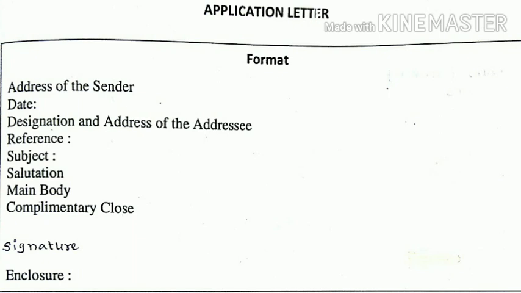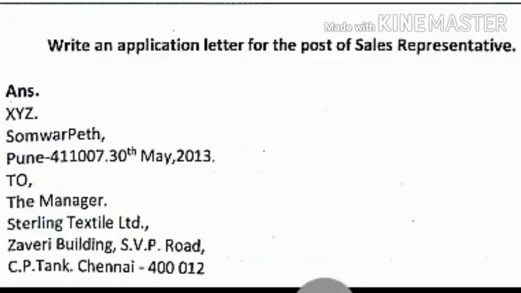And keeping some space, we have to write down signature. And at the bottom of the letter, enclosure means the information about the documents which you are going to attach with the letter. So, this is a format of application letter. Now, let's take one example of it.